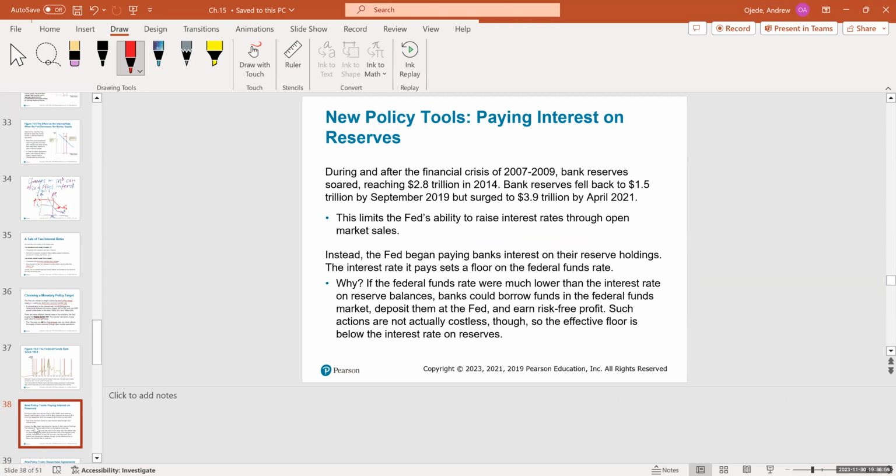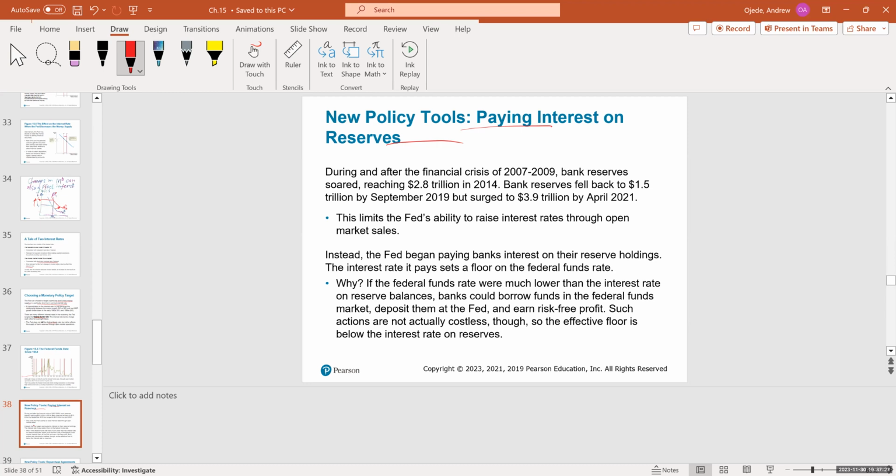Okay, so as I said before, the Fed has also started a new policy tool, which is paying interest on reserves. During and after the financial crisis of 2007-2009, bank reserves soared, reaching $2.8 trillion in 2014. Bank reserves fell back to $1.5 trillion by September 2019, but surged to $3.9 trillion by April 2021. This limits the Fed's ability to raise interest rates through open market sales. Instead, the Fed began paying banks interest on their reserve holdings. The interest rate it pays sets a floor on the federal funds rate.